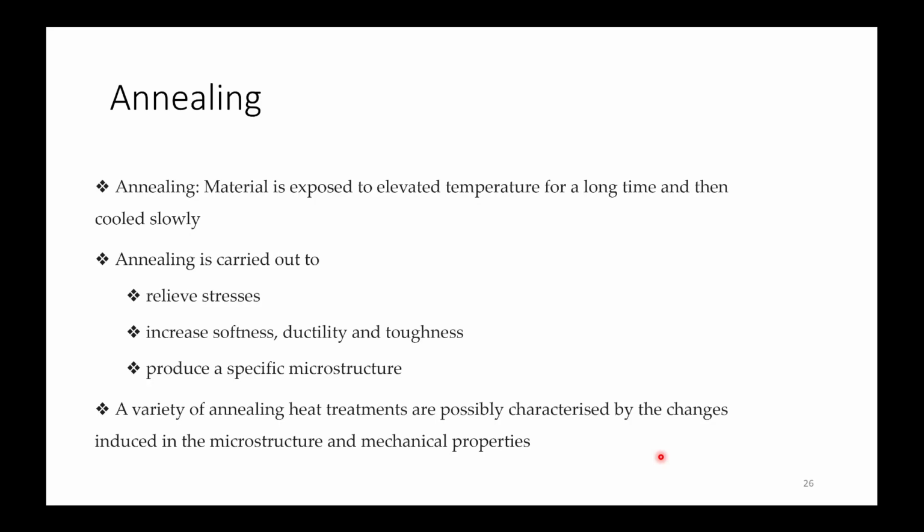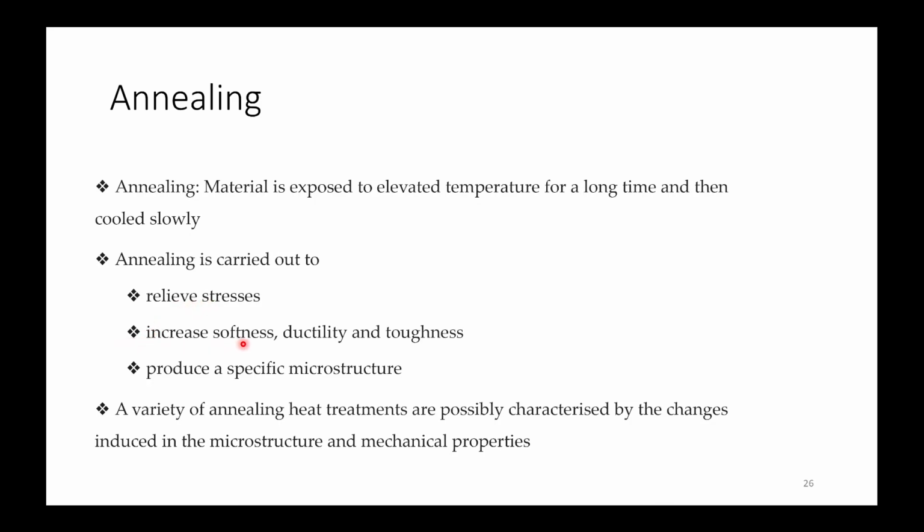The first heat treatment is annealing. In annealing, the material is exposed to elevated temperature for a very long time, then cooled very slowly, and this annealing is carried out to relieve stresses. In stress relieving annealing, we heat the steel product to a temperature below the lower critical temperature. This will lead to some diffusion in the material, leading to relief of stresses.